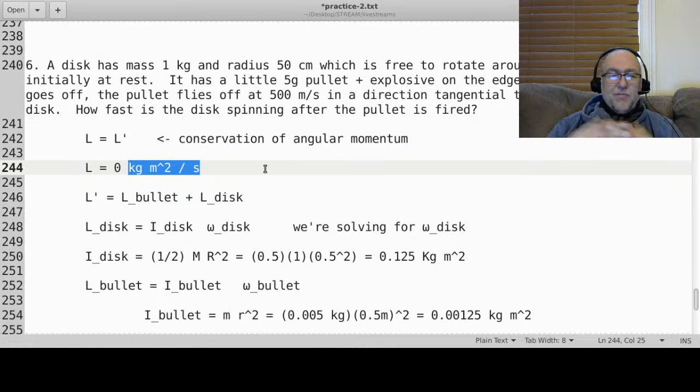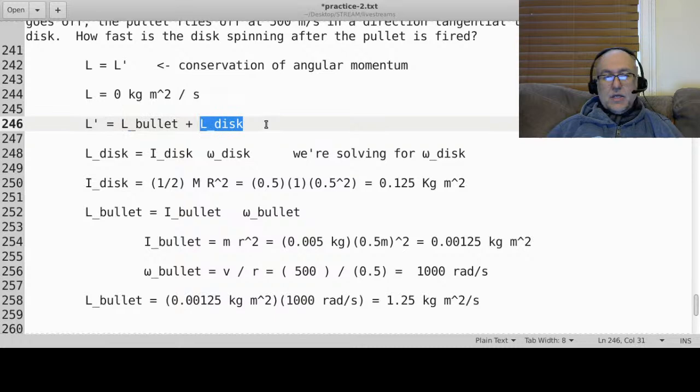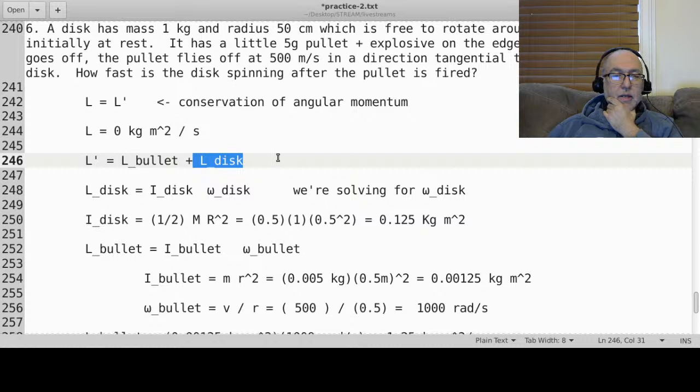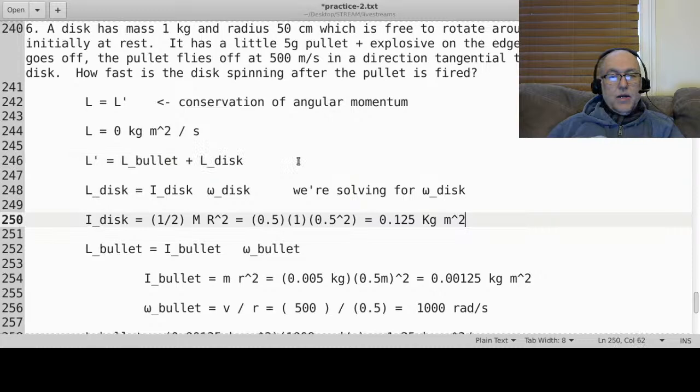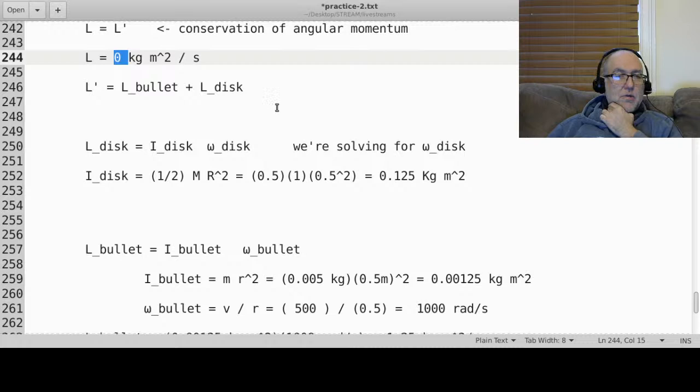What's the angular momentum after? Well, we know it's going to equal zero, but what contributes to it after? The bullet's going to contribute to the angular momentum, and the disc is going to contribute to the angular momentum. So we have to calculate both of them. Let me separate these out a little bit like that. We have to look at the angular momentum of the bullet and the angular momentum of the disc. When we add them together, that's the total angular momentum, which we know must equal zero because it's conserved.